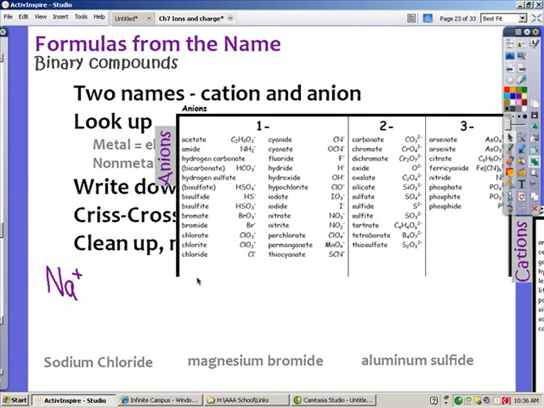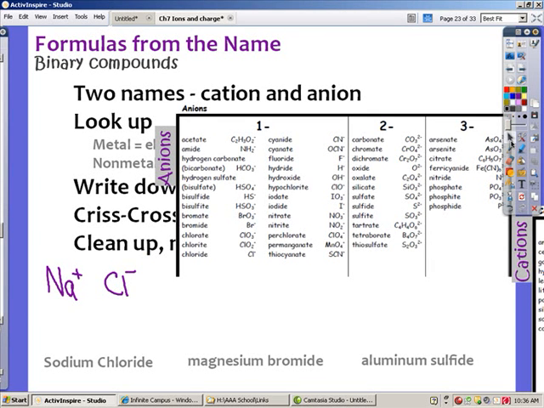So in this case, this is what we call a monoatomic anion, or made of just one atom. And so the name ending we choose to be IDE, chloride. So the symbol we want here is just Cl with a negative. I'll write that down.